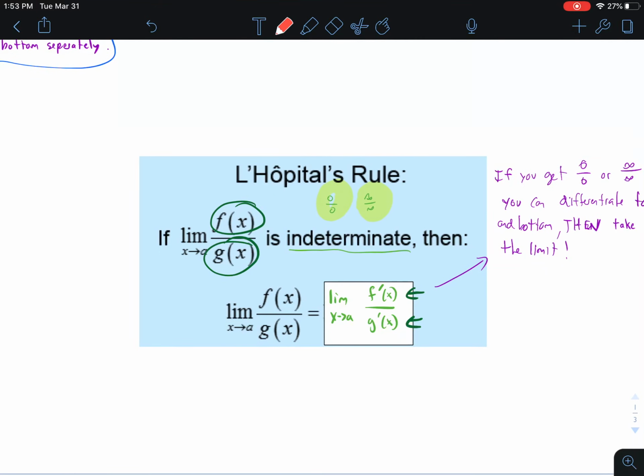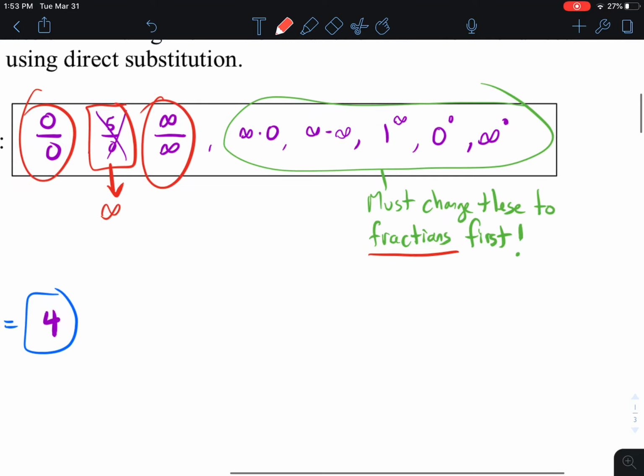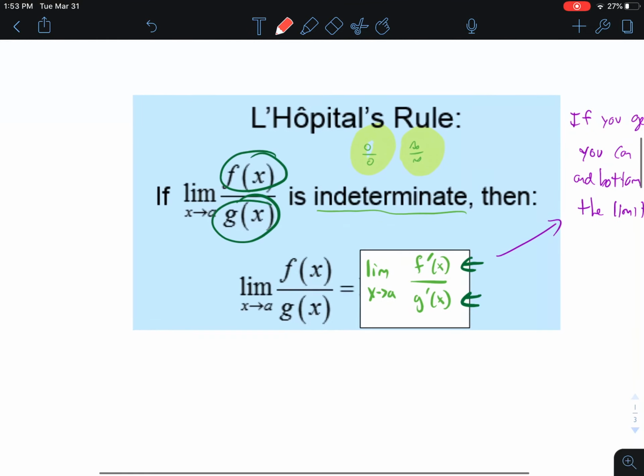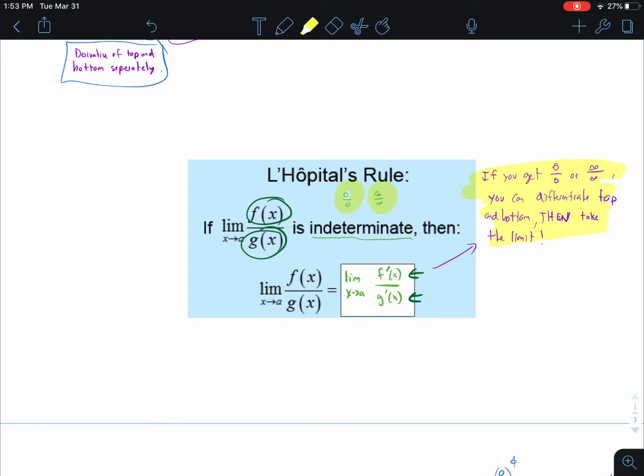Feel free to pause at any point. Obviously, I'm kind of going fast. Pause and write the notes, whatever you need. Like I said, if any of these, you have to change to fractions first because look at L'Hopital's. It must be written as a numerator and a denominator in order to use it. Okay? So the gist of it is this. Copy this down. If you get 0 over 0 or infinity over infinity, you can differentiate the top and bottom, then take the limit. That answer will be your limit of the original function. Okay?